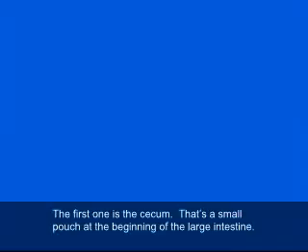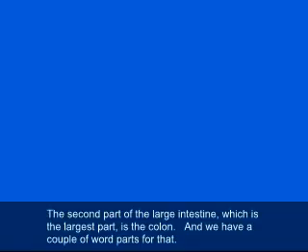The first one is the cecum, C-E-C-U-M, and that's a small pouch at the beginning of the large intestine. The second part of the large intestine, which is the largest part, is the colon, and we have a couple of word parts for that.